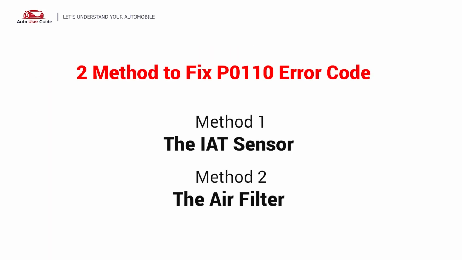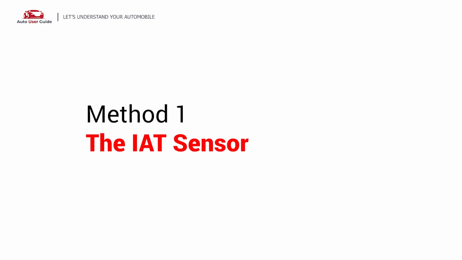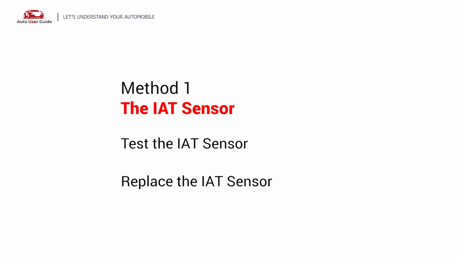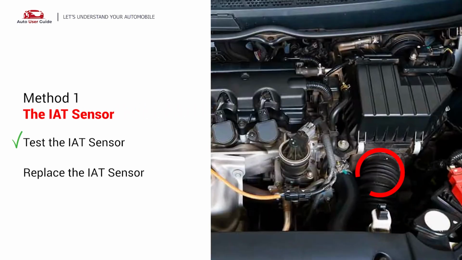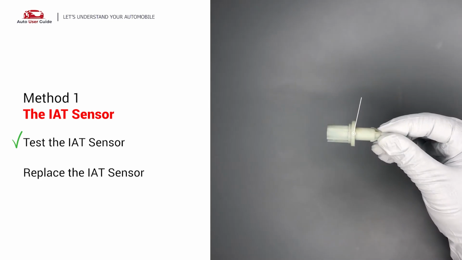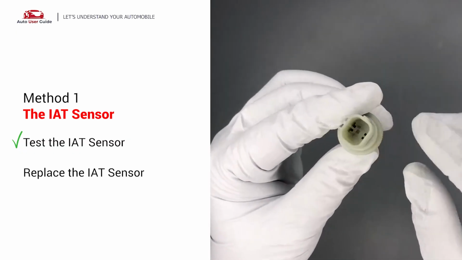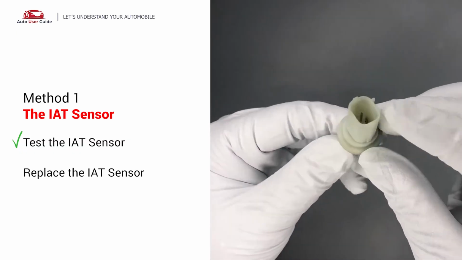Here is a simple DIY method you can try to solve this problem. The IAT sensor. The IAT sensor could be on the throttle body attached right to the intake manifold. First, carefully remove the IAT sensor from the vehicle. Visually inspect the sensor to make sure it hasn't been contaminated by a leak from another engine component.